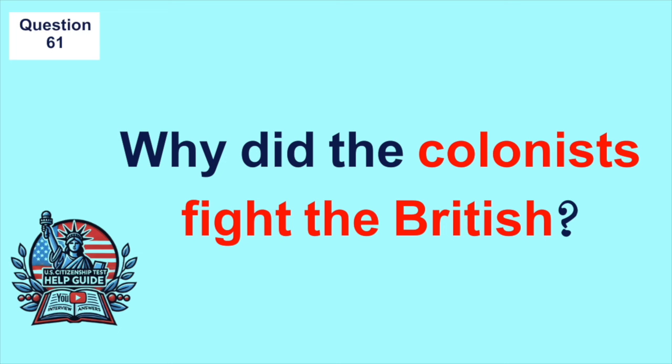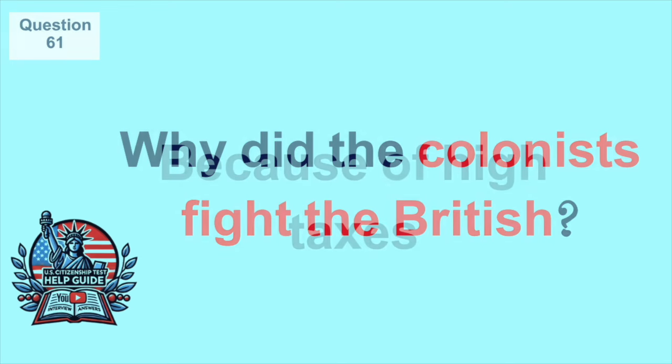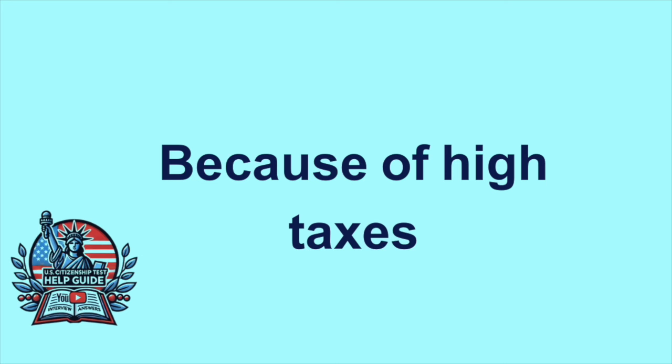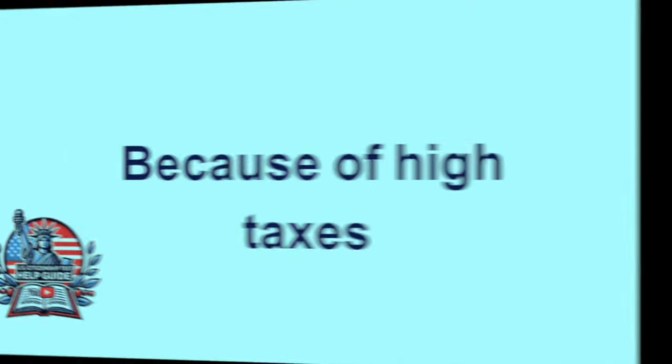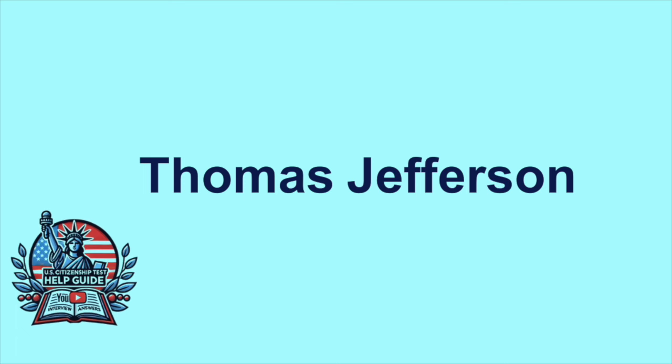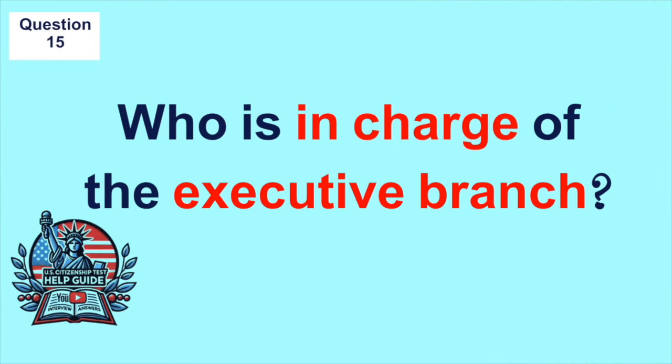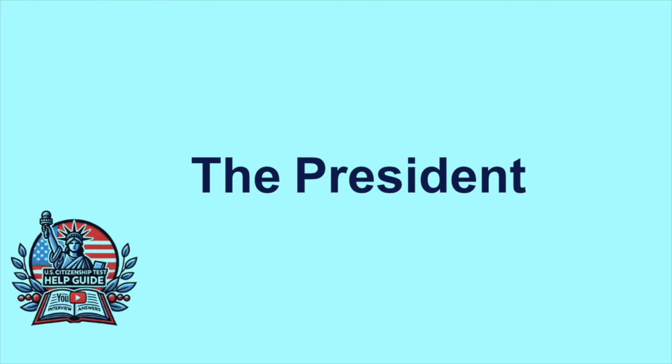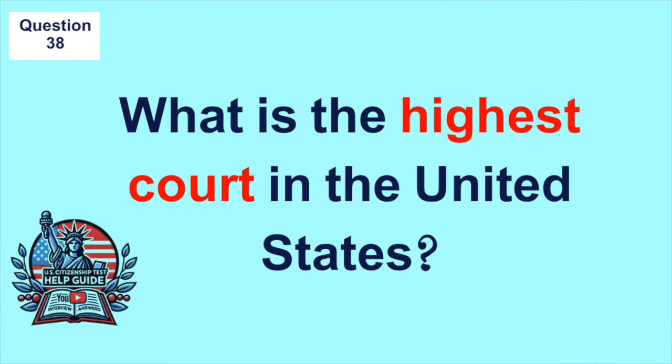Why did the colonists fight the British? Because of high taxes. Who wrote the Declaration of Independence? Thomas Jefferson. Who is in charge of the executive branch? The President. What is the highest court in the United States? The Supreme Court.